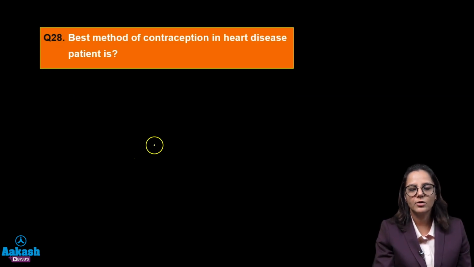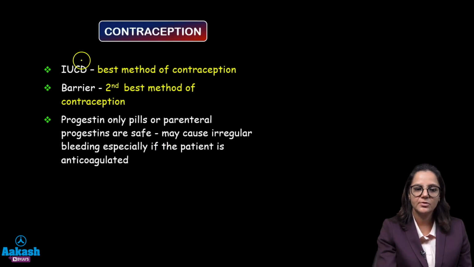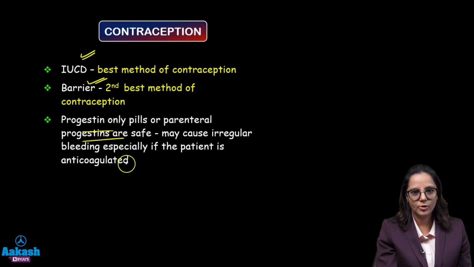What is the best method of contraception in heart disease patients? So the best method of contraception is IUCD. Second best method is your barrier contraception. Progesterone only pills or parenteral progesterones are safe, but they can cause irregular spotting and bleeding here and there, especially if the patient is anticoagulated.